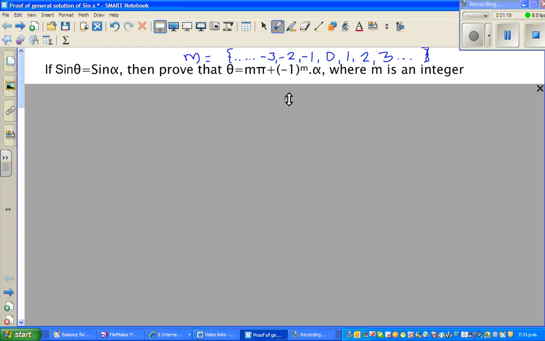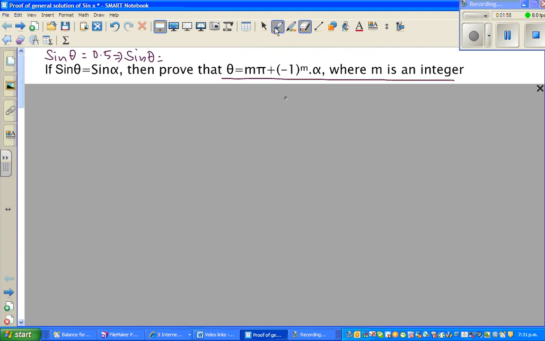So let's get started. This form looks a bit crazy. It is not intuitive. How would you get this from this equation? Basically what they're saying is, if sine theta can be written as sine alpha. An example: suppose sine theta is half, or 0.5. 0.5 is sine of how much? We know 0.5 is sine 30, or sine pi by 6, which is 30 degrees.